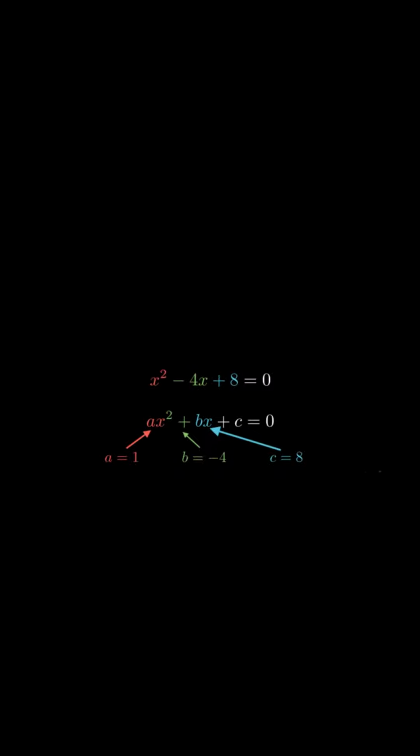With these coefficients identified, we're ready to apply the quadratic formula. Since b squared, which is 16, will be less than 4 times a times c, which is 32, we expect to find that this particular equation has complex solutions rather than real ones. Having identified the coefficients a equals 1, b equals -4, and c equals 8, we're ready to solve this quadratic equation and explore its complex solutions in the complex number plane.